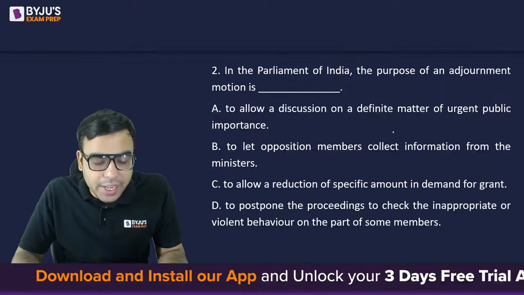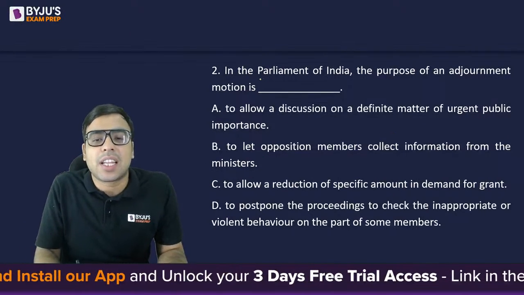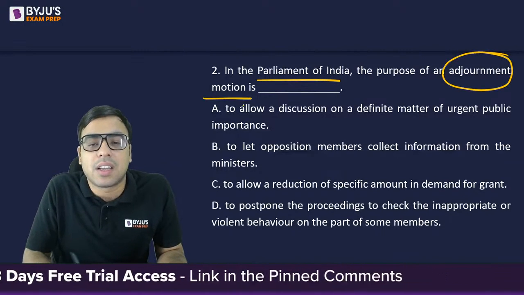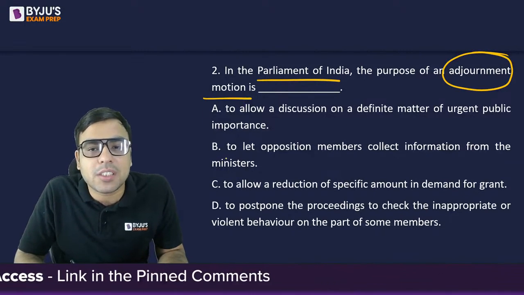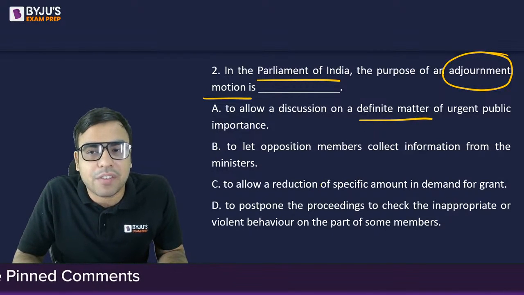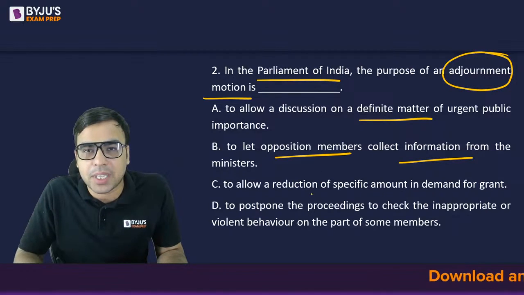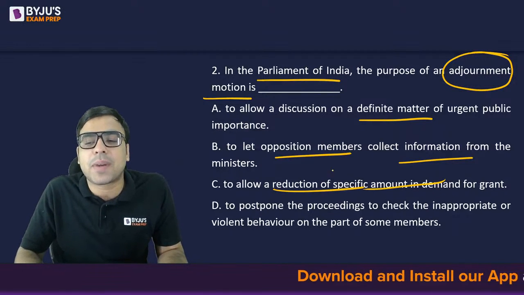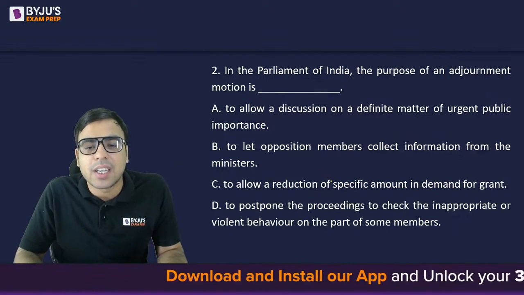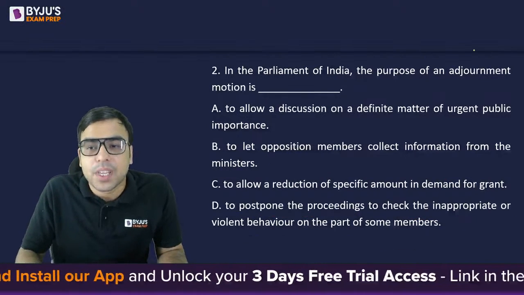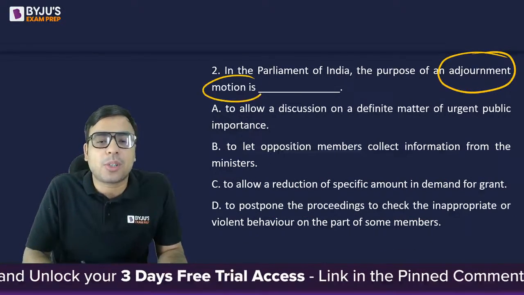The next one is question number 2, which says in the Parliament of India, the purpose of adjournment motion is dash. These are options: to allow a discussion on definite matter of urgent importance, to let opposition members collect information from the minister, to allow a reduction of specific amount in demand for grant, to postpone proceedings to check the inappropriate or violent behavior. एडजॉर्नमेंट मोशन देखो बहुत सारा फेमस मोशन होता है.